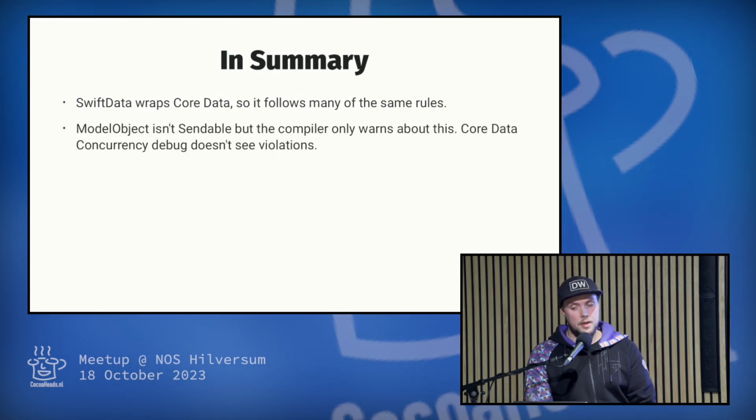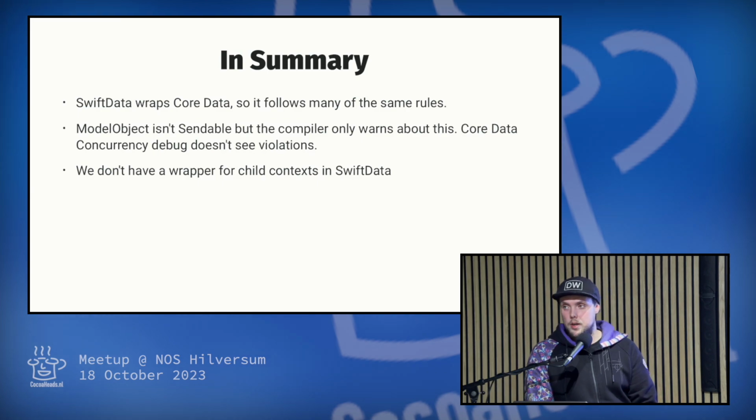Model objects are not sendable, but the compiler only warns about that. So core data concurrency debugging doesn't see these violations. Normally, if you do this wrong, your app will crash with a nice message, which is great. Somehow SwiftData works around this, which feels more dangerous to me because sendability warnings are telling me this is dangerous, but we no longer have a tool to make this more explicit.